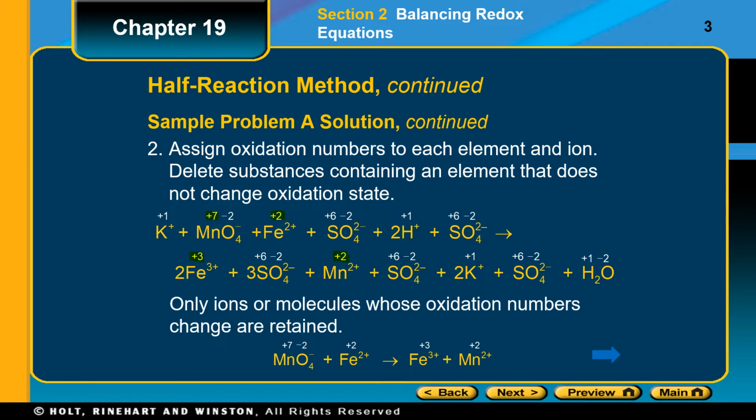And the plus 7 for manganese was attached to 4 oxygens in the permanganate, so we have to take the whole thing. Iron was by itself with a plus 2, and on the right side of the equation, iron was a plus 3 by itself, and manganese was also by itself. So that's why we can get it down to just those 4 things right there. Okay, so now we're going to write our half reactions from that.